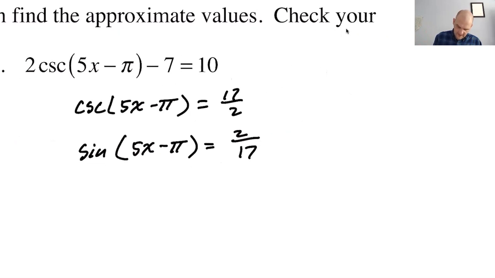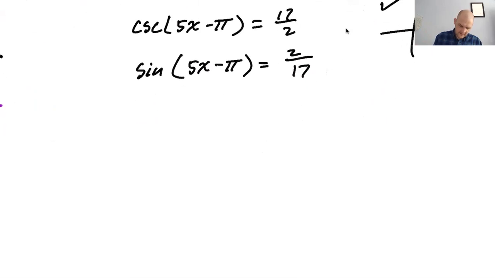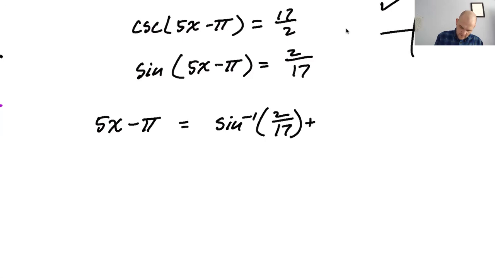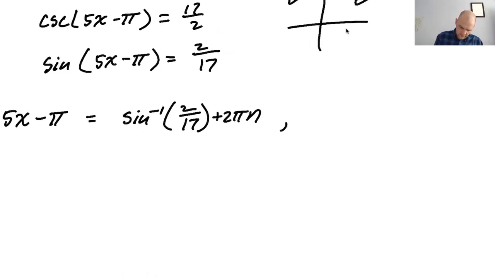So where is sine positive? Quadrant 1 and quadrant 2. So 5x minus pi could be equal to the inverse sine of 2/17 plus 2 pi n. So that's quadrant 1. Or quadrant 2 is going to be pi minus the inverse sine of 2/17 plus 2 pi n.